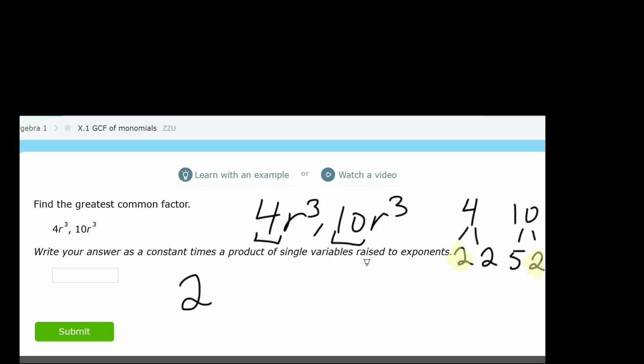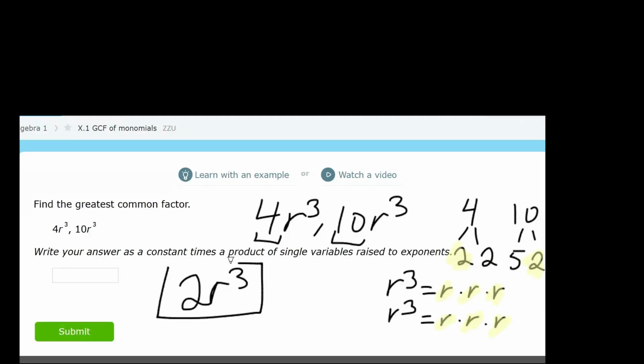Now let's look at the r cubed. R to the third power is the same thing as r times r times r. And you'll notice that we'll have 1, 2, 3 r's in common. So between the r cubed and the r cubed, they have r to the third power in common. And that is our greatest common factor.